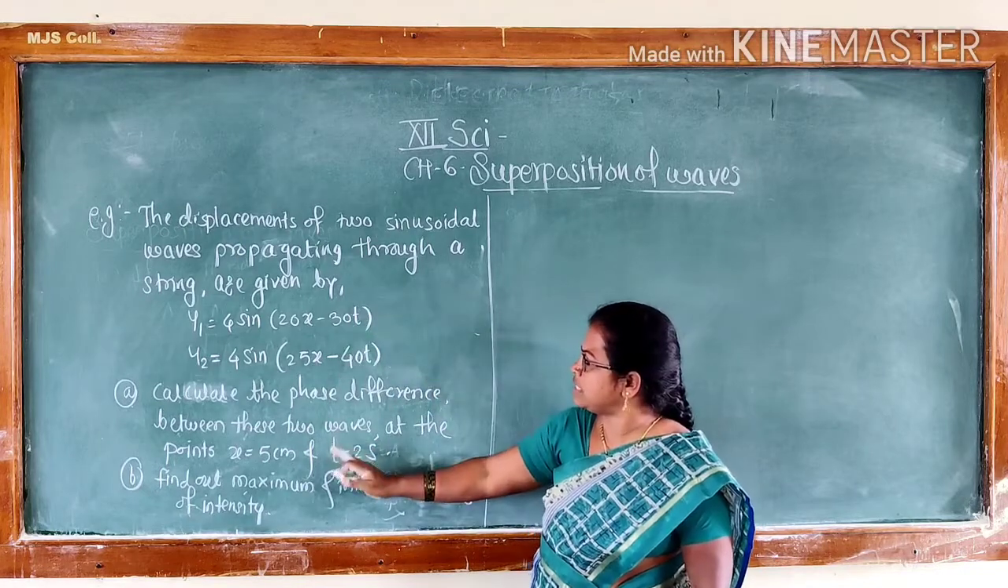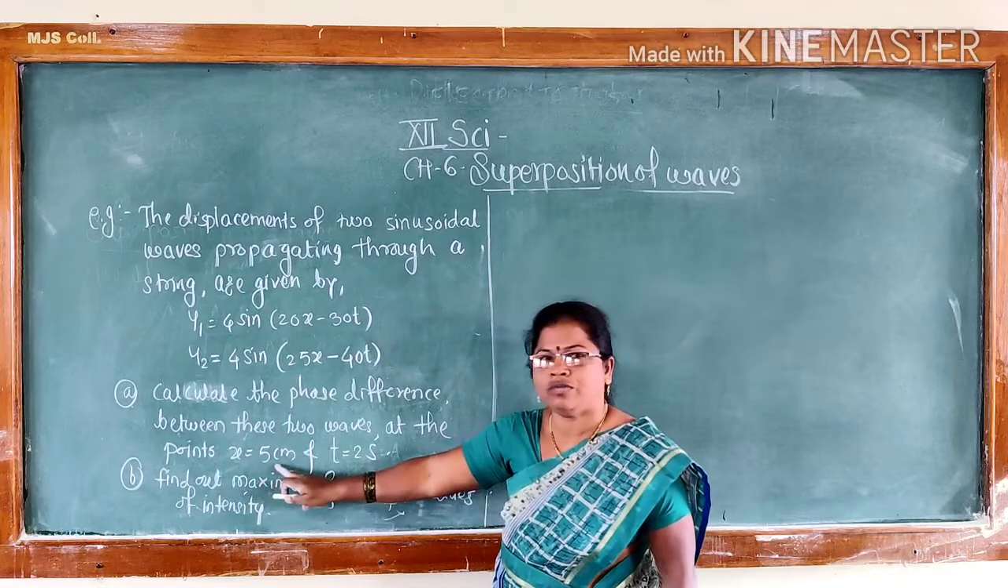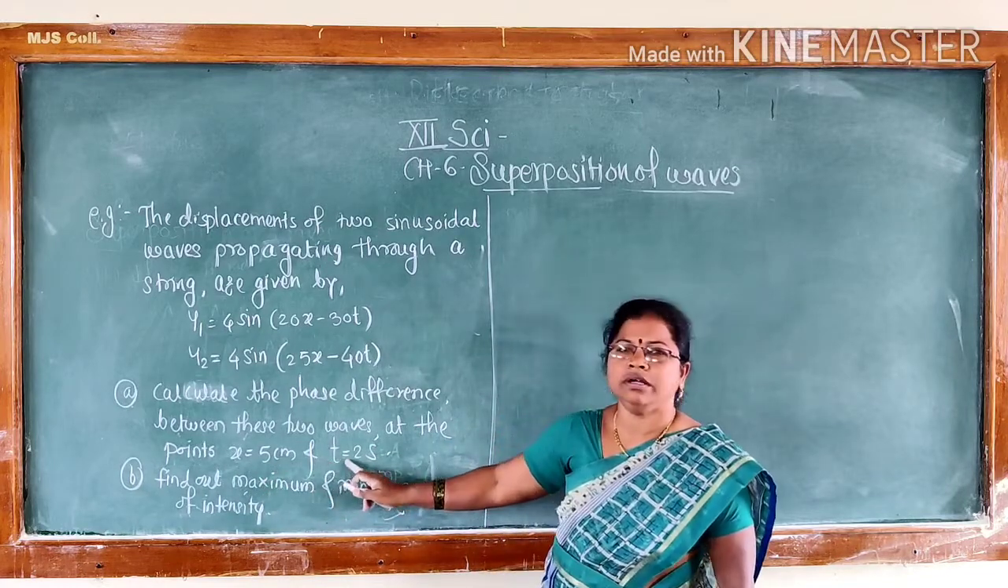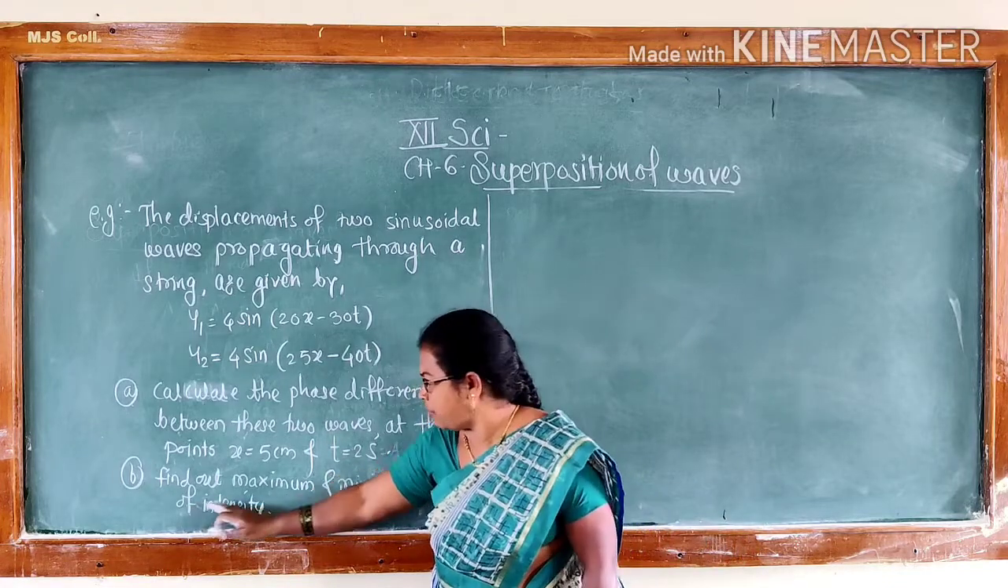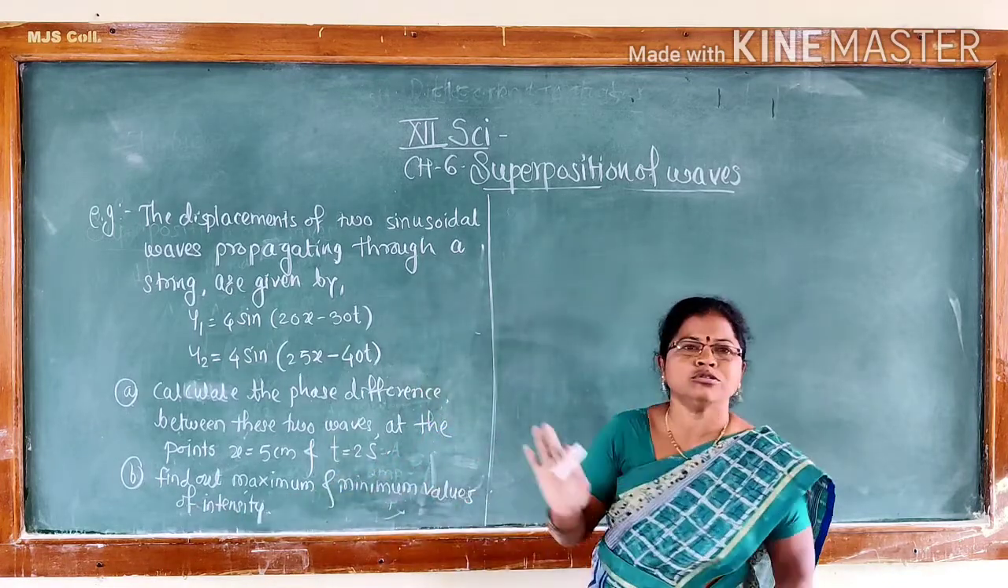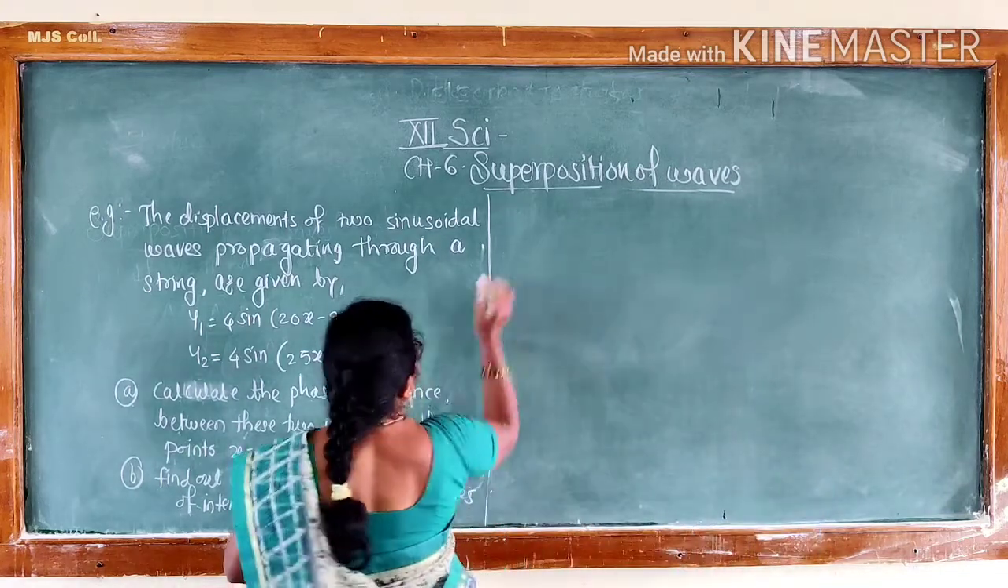What is the phase difference between both waves? At the points x is equal to 5 centimeter and t is equal to 2 seconds. And secondly, they had asked us to find out maximum and minimum values of intensity. Okay, so first one, solution for that.